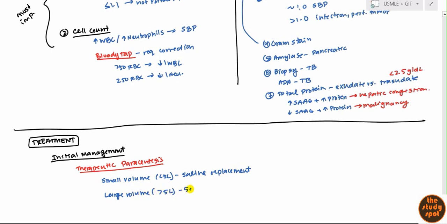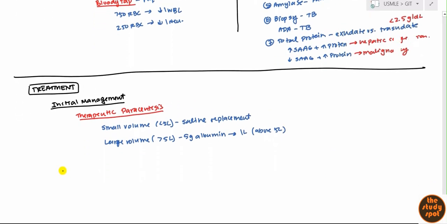And once you get to this level, you probably want to replace them with 5 grams of albumin for every liter above 5 liters. This will help prevent some of the electrolyte abnormalities and those things that may happen. So keep that in mind.